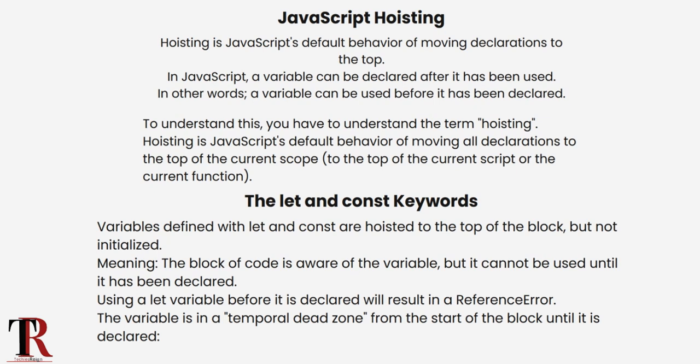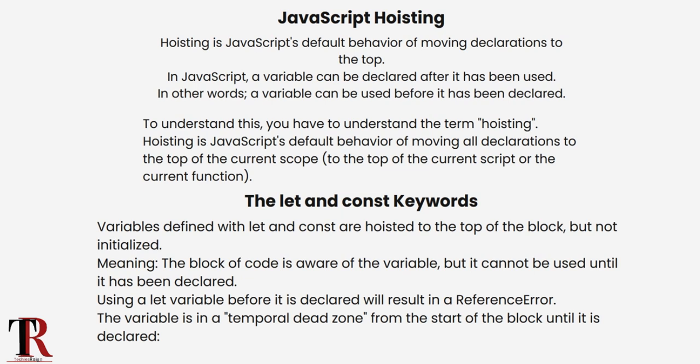We were able to declare that variable after it has been used. So in other words, a variable can be used before it has been declared. If you look at these two statements, you will see that they are used interchangeably. In JavaScript, a variable can be declared after it has been used. In other words, a variable can be used before it has been declared. And I'm going to show an example, the same result, but in two different ways.